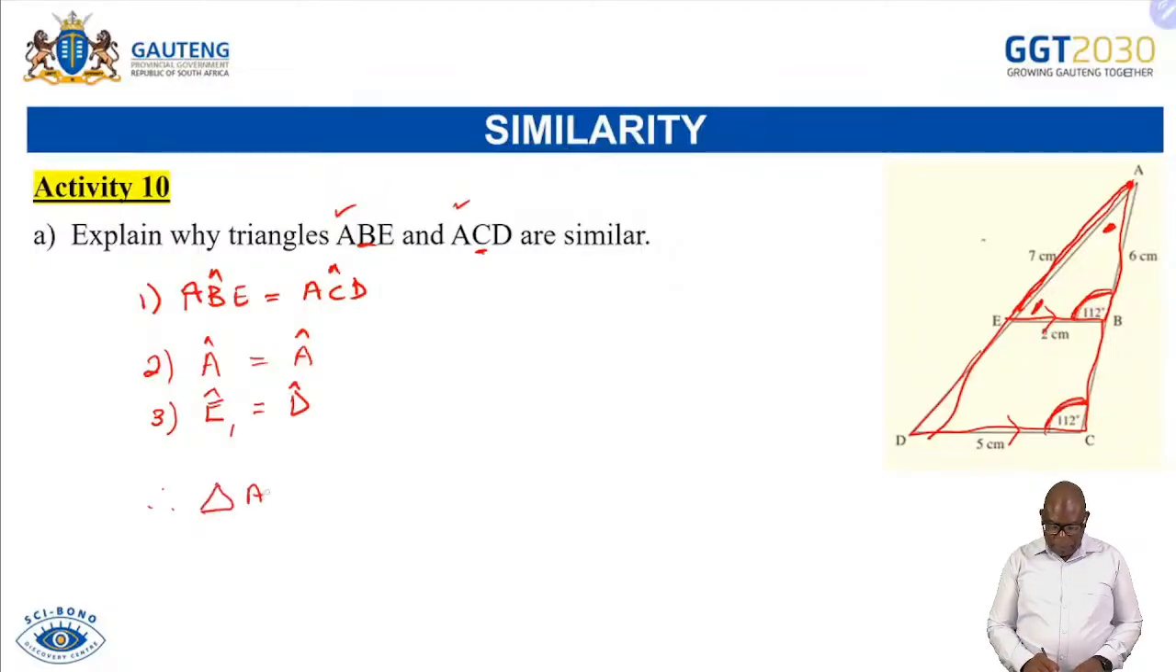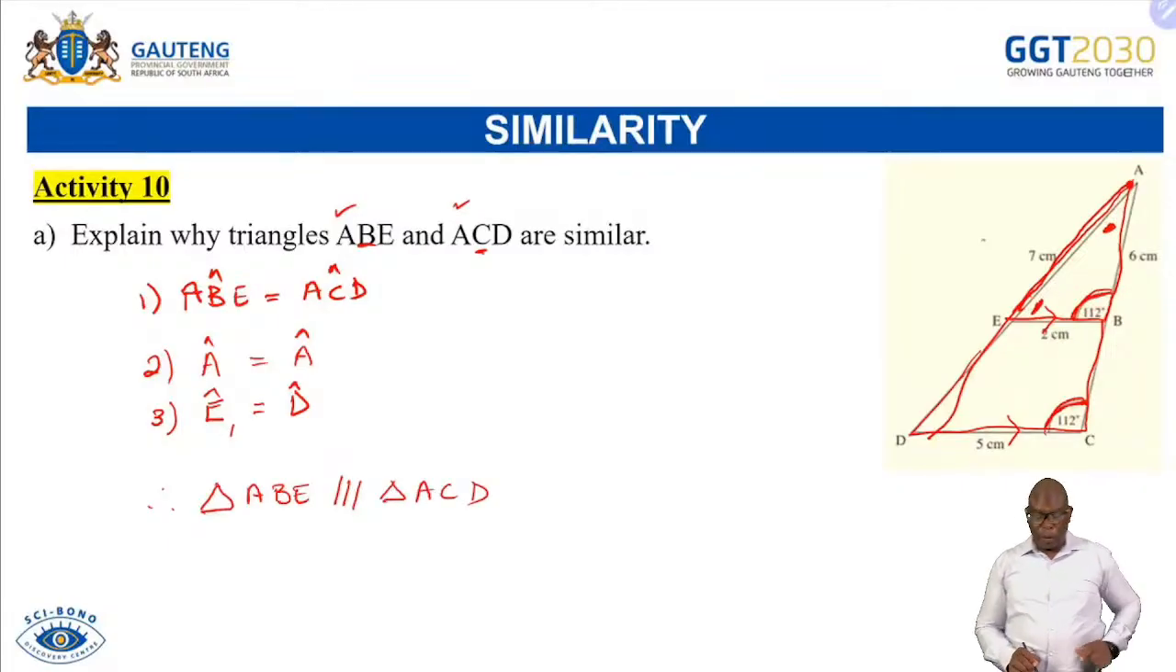Triangle ABE is similar to triangle ACD. I'm going to write them this way. The A is a common angle. Angle B and angle C are equal. And angle E and D are also equal because of this line being parallel to that. So that's why these two triangles are similar, because of those three. So what do we write to explain why? It's angle, angle, angle. We're not going to use any ratios for this.